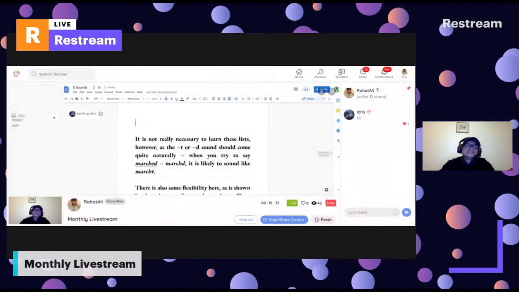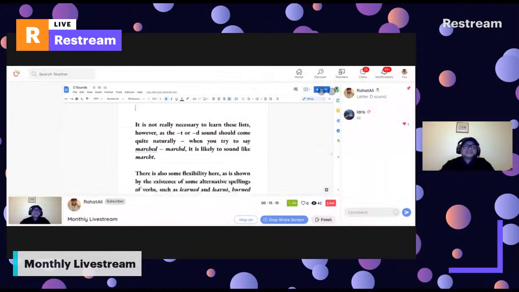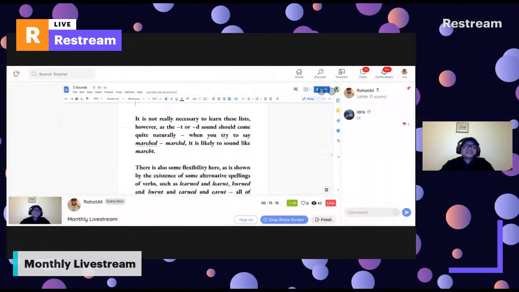So it's not really necessary to learn these rules. However, as the T and D sounds should come quite naturally, if you try to say marched, it's likely to sound like marcht. There is also some flexibility here.